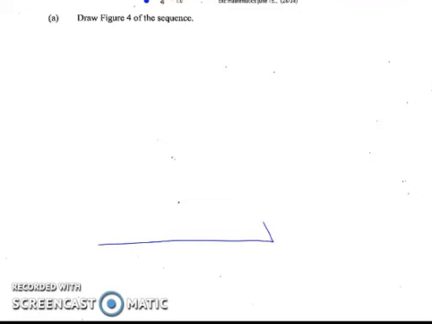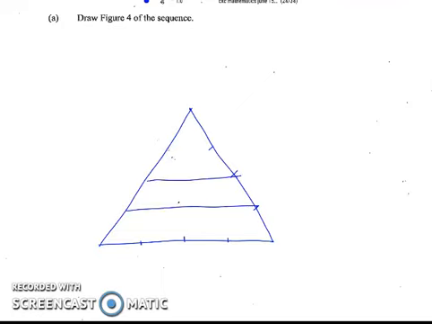So we're going to try our best here to do a sketch. All right, so we have our triangle. The sides are going to be divided into 4 units. So I divide my sides into 4 units. One, two, three. All right.